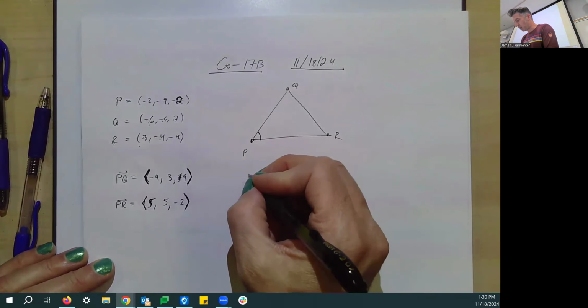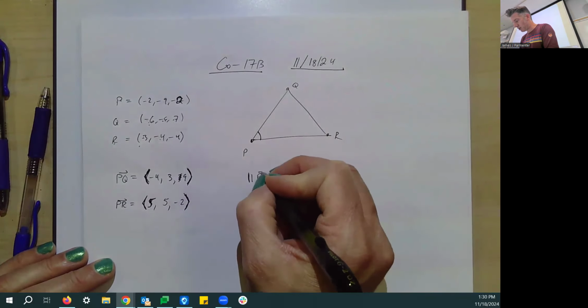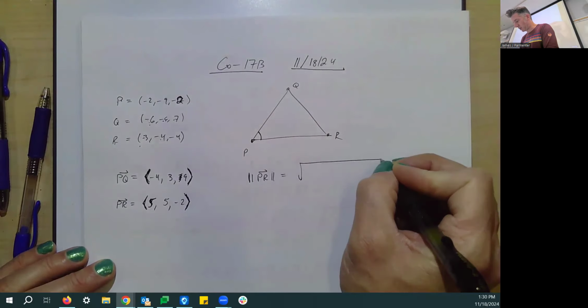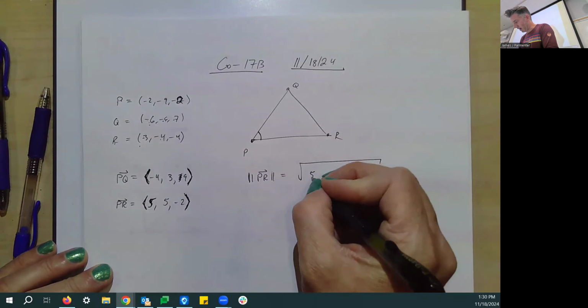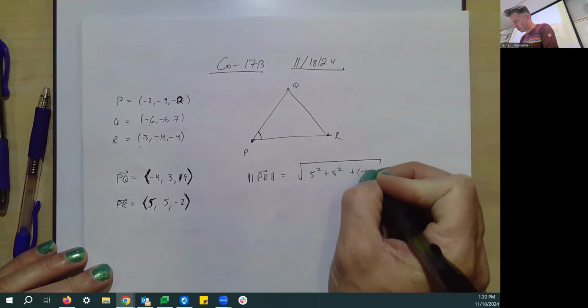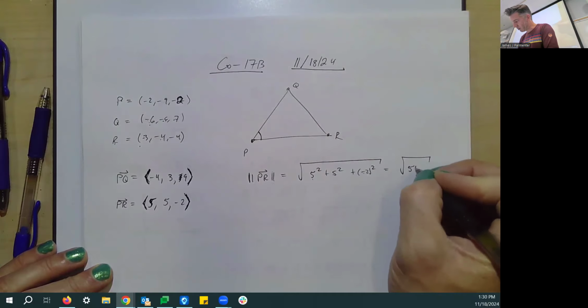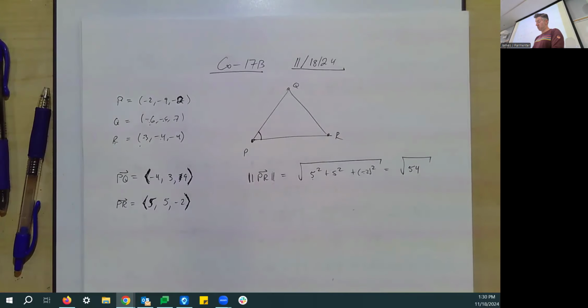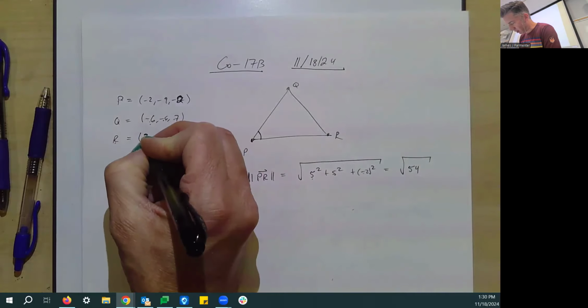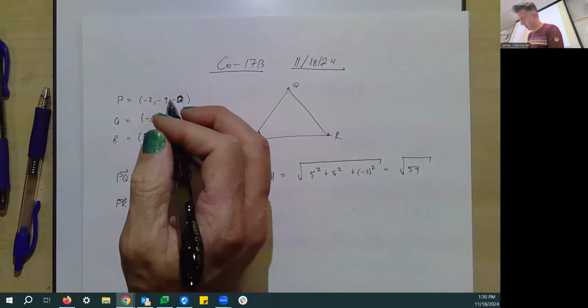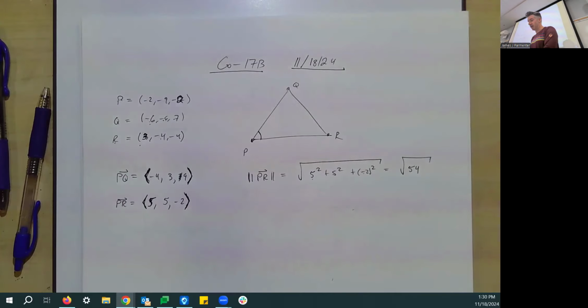So then the magnitude of PR is just going to be the square root of 5 squared plus 5 squared plus negative 2 squared, which is the square root of 25 plus 25 plus 4, which is 54. Yes, I know there's a lot of little marks here that look like they might be minus signs, but they're really not. It is definitely 3 minus negative 2 there.